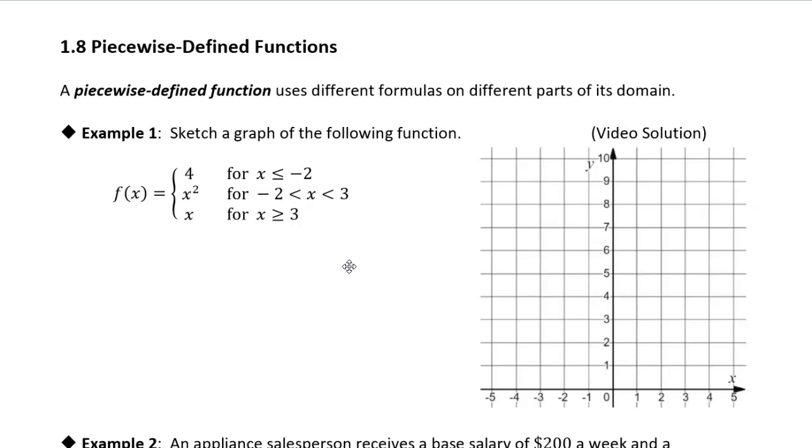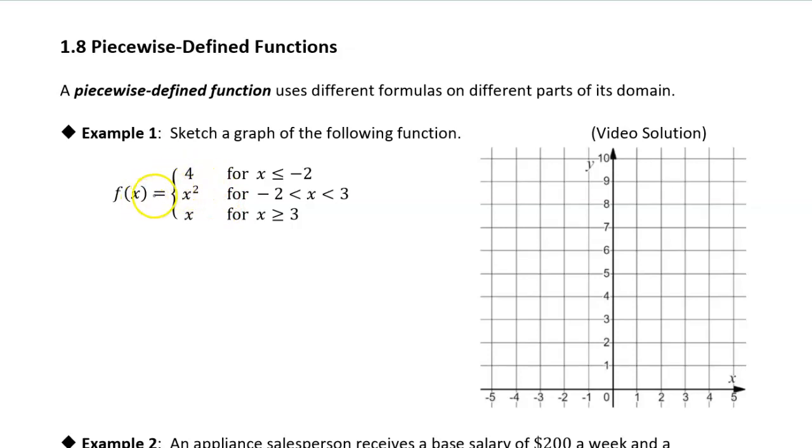So we have the domain broken into three pieces. We have x less than or equal to -2, and we've got another interval between -2 and 3, and then another one for x greater than or equal to 3. Okay, and we get a different formula for each one, and we're just asked to graph it. So let's just take it one piece at a time, and we'll look at the first piece.